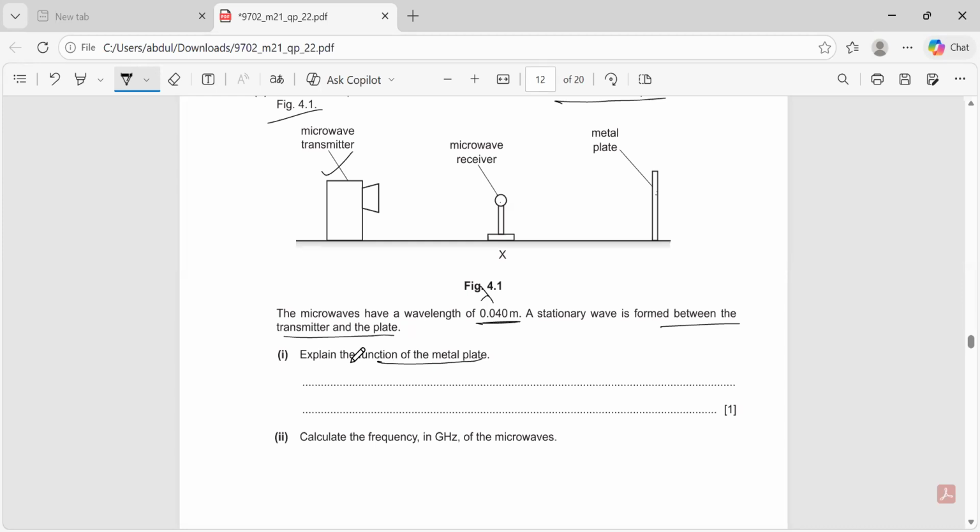Its function is to reflect. Reflect what? Don't say stationary waves. It is basically the microwaves. Straightforward, this is the answer here. Because stationary waves, that is a clue. Stationary waves are produced by reflection of the waves, with conditions, as I told you already. So simply its function is to reflect the microwaves.